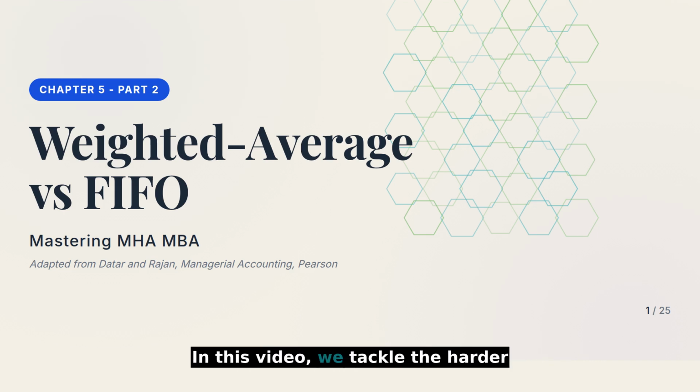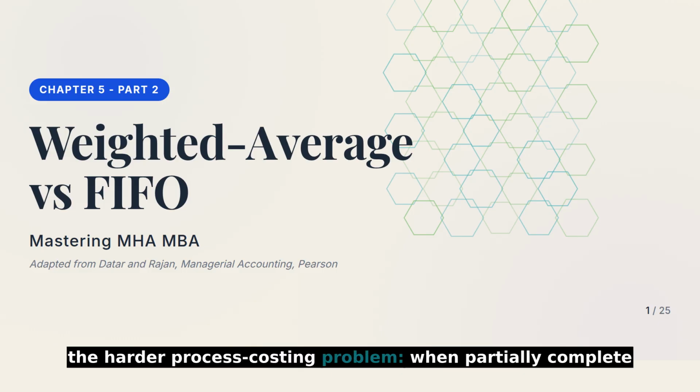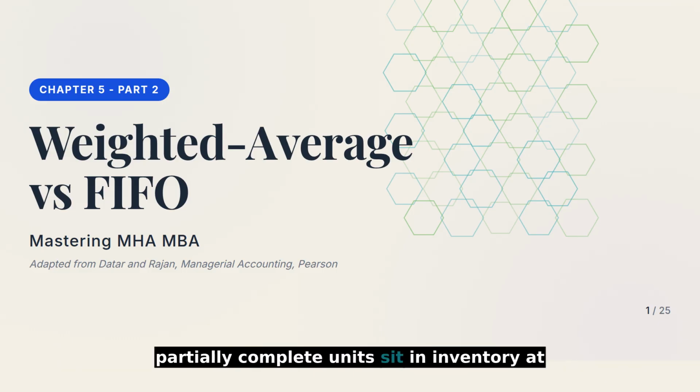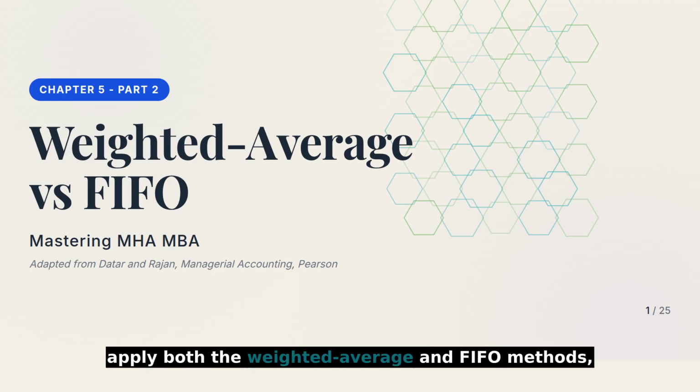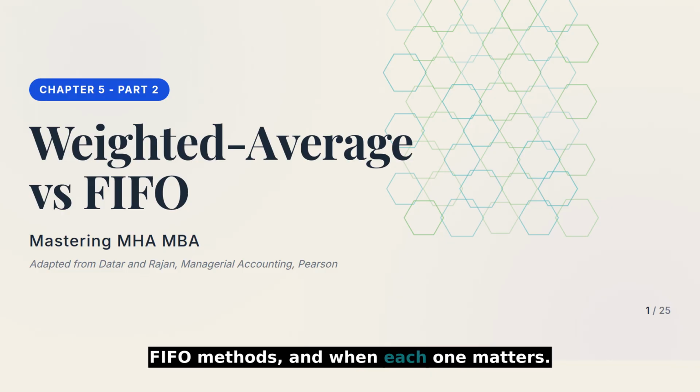In this video, we tackle the harder process costing problem. When partially complete units sit in inventory at both the start and end of the period, you will leave knowing how to apply both the weighted average and FIFO methods and when each one matters.